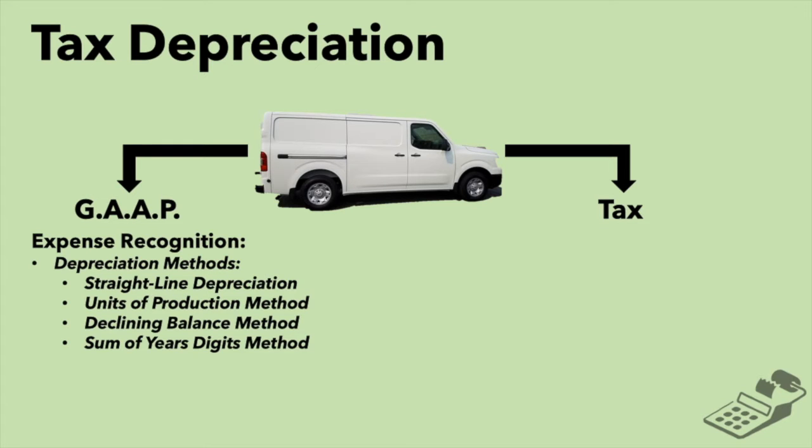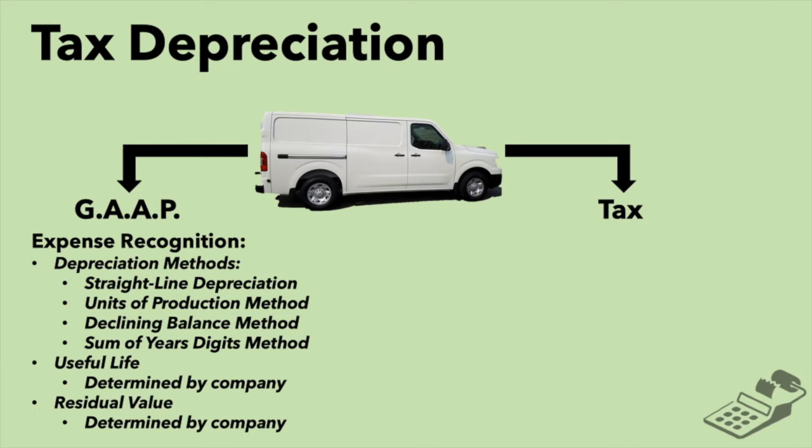GAAP is all about expense recognition. We have 4 different depreciation methods. We determine a useful life, and we determine a residual value so that we can calculate the appropriate amount of expense. With tax depreciation, we are concerned about calculating our taxable income.